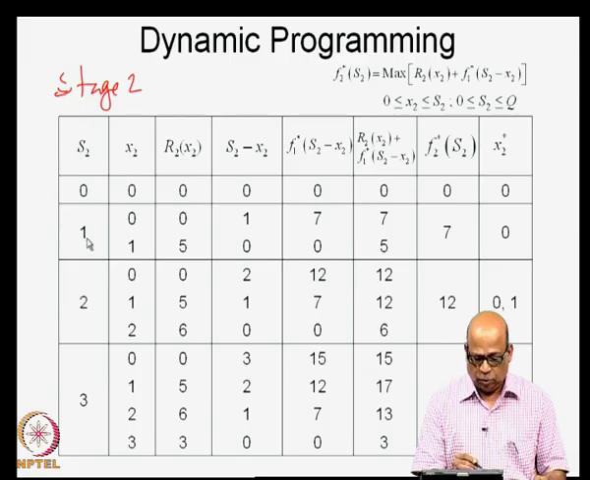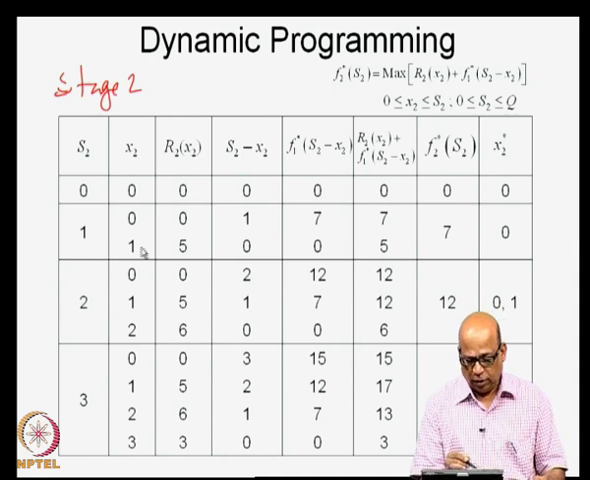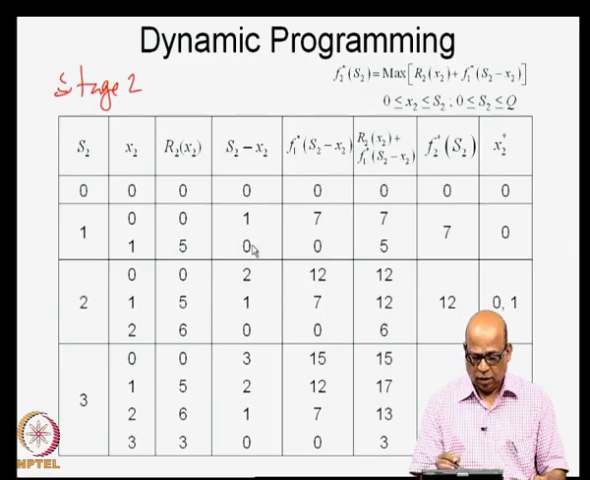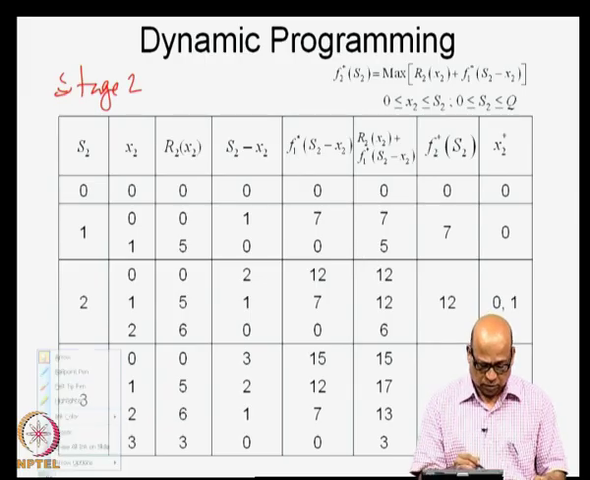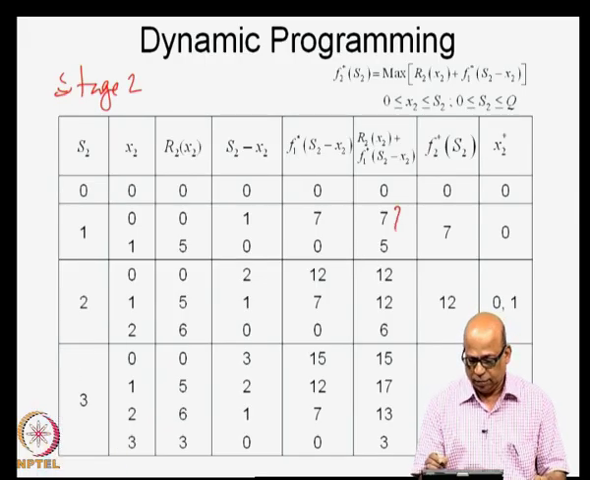Starting with S2 equal to 1, if you allocate x2 as 1, you get a return of 5. Then how much are you left with? 1 minus 1, that is 0. And corresponding to 0, the previous stage calculations show that F1 star of 0 is 0. So, you get a total benefit of 5 plus 0, which is 5, and therefore 7 is the maximum value among these. You pick up the maximum among these.